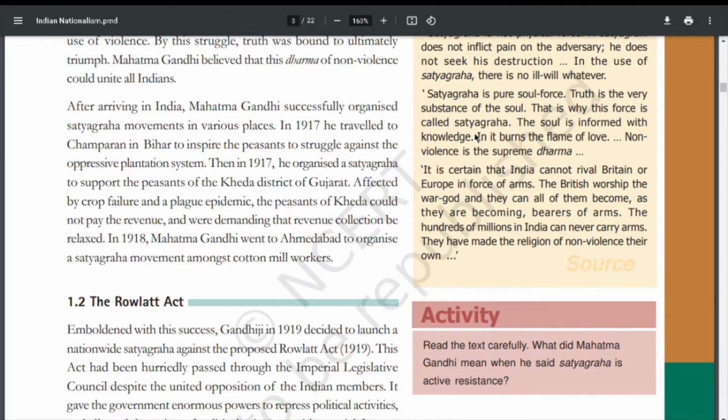After arriving in India, Mahatma Gandhi successfully organized Satyagraha movements in various places. In 1917, he travelled to Champaran in Bihar to inspire the peasants to struggle against the oppressive plantation system. Then, in 1917, he organized Satyagraha to support the peasants of the Kheda district of Gujarat. Affected by crop failure and a plague epidemic, the peasants of Kheda could not pay the revenue and were demanding that revenue collection be relaxed. In 1918, Mahatma Gandhi went to Ahmedabad to organize a Satyagraha movement amongst cotton mill workers.